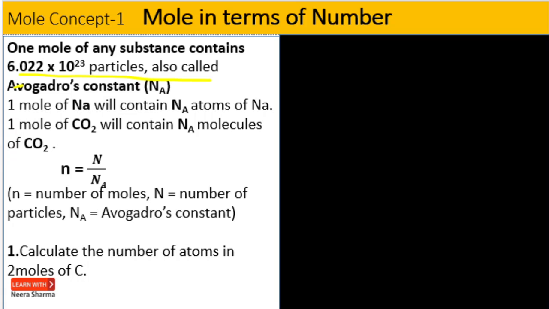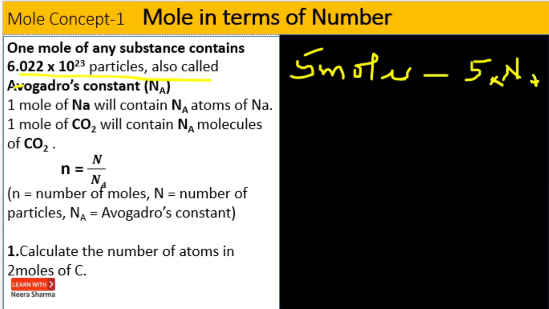So if we take 1 mole of sodium, it will contain Na atoms of sodium. If we take 5 moles of sodium, how many atoms will it contain? It will contain 5 into Na number of atoms. What is this Na? Na is 6.022 into 10 to the power 23 particles, atoms or molecules. If we take 1 mole of carbon dioxide, it will contain Na molecules of carbon dioxide.